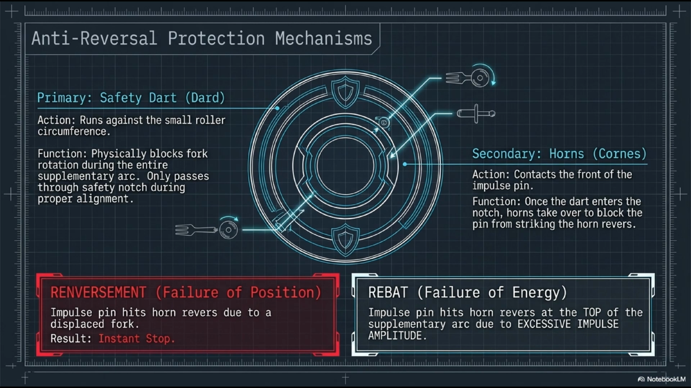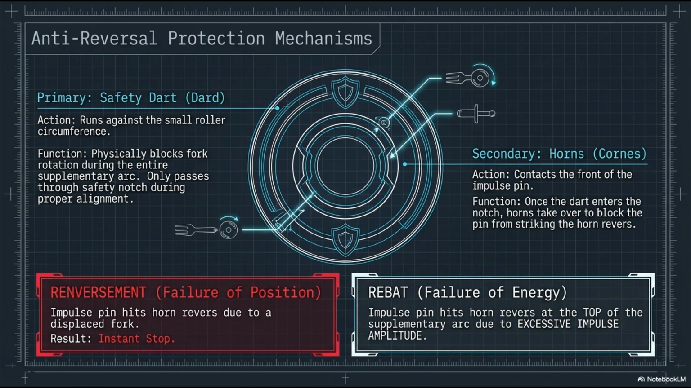The slide makes a critical distinction. Renversement, failure of position. The fork is displaced, and the impulse pin hits the horn revers due to incorrect fork position. Instant stop. Rebat, failure of energy. The balance has excessive amplitude and swings so far that the impulse pin reaches the outermost extent of its arc and contacts the horn revers from the top. Caused by overimpulse, not shock displacement. Different root cause, completely different correction.